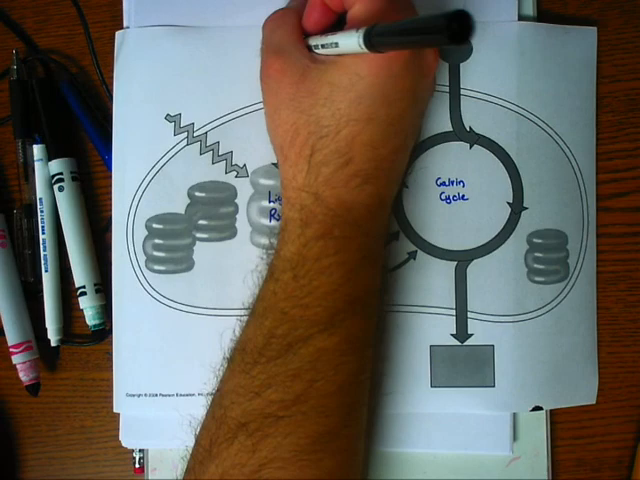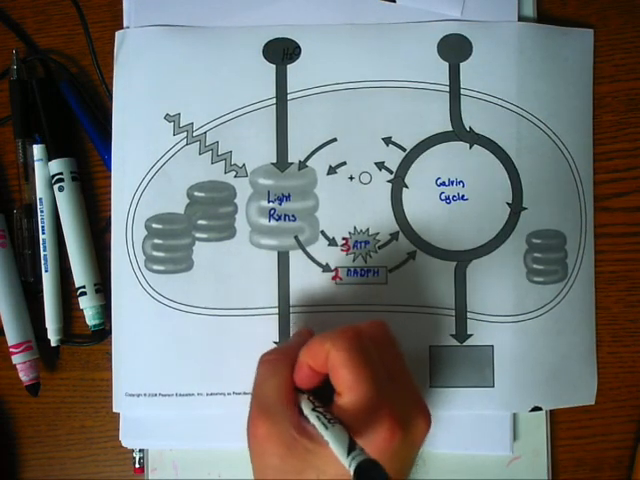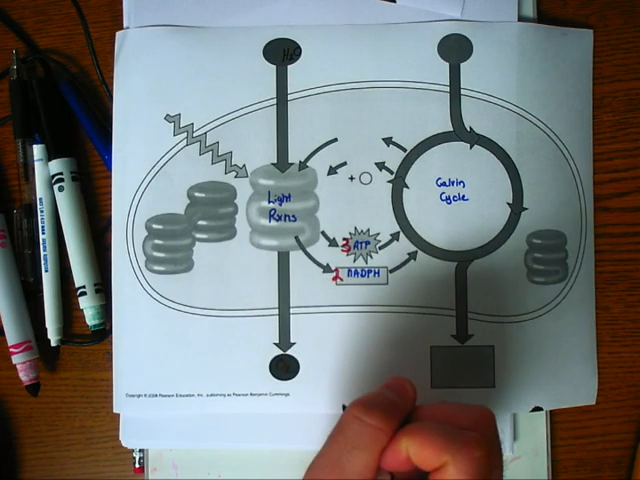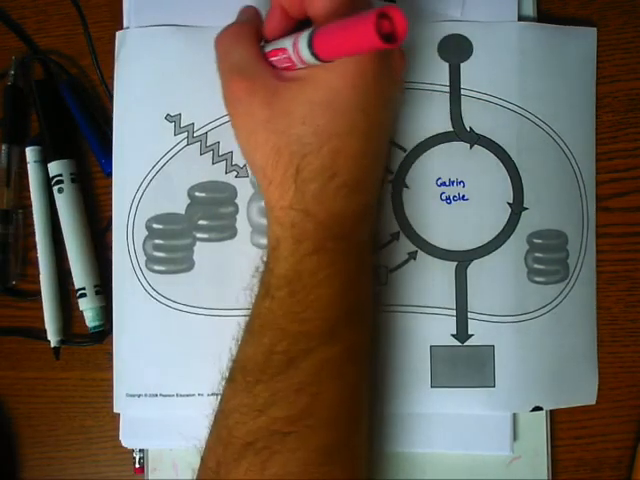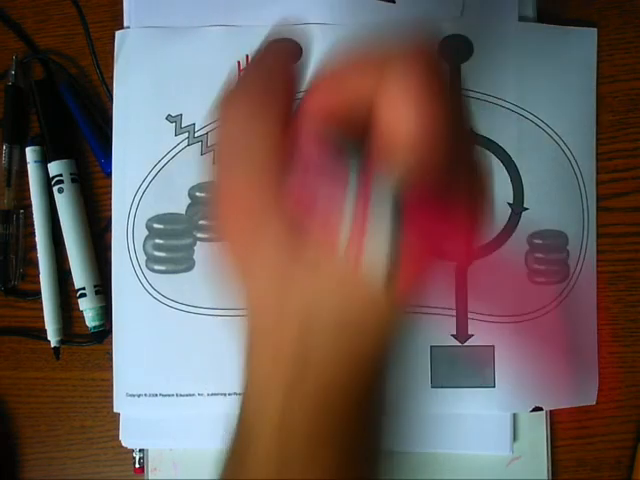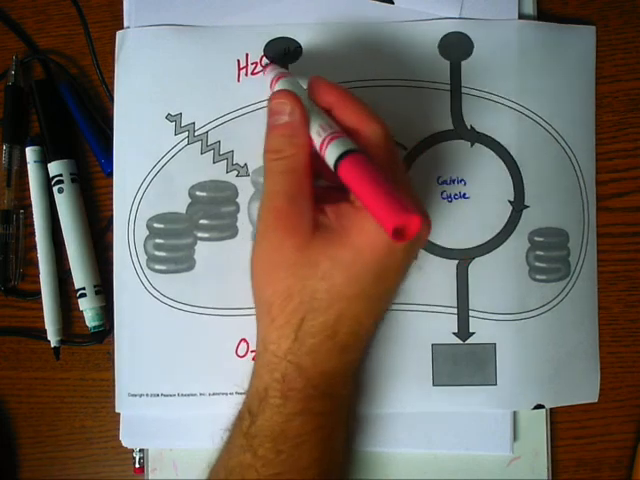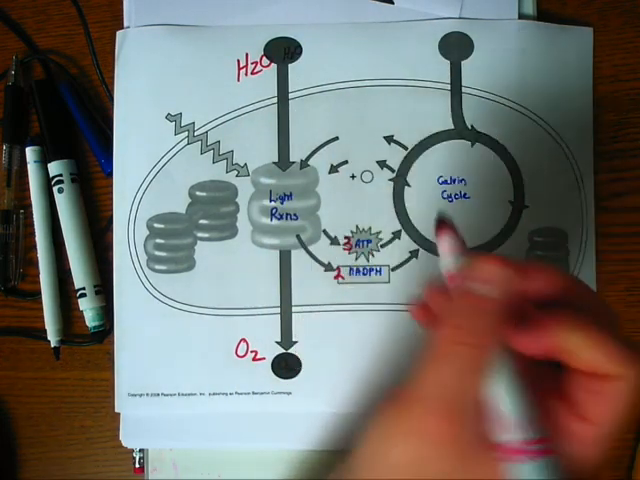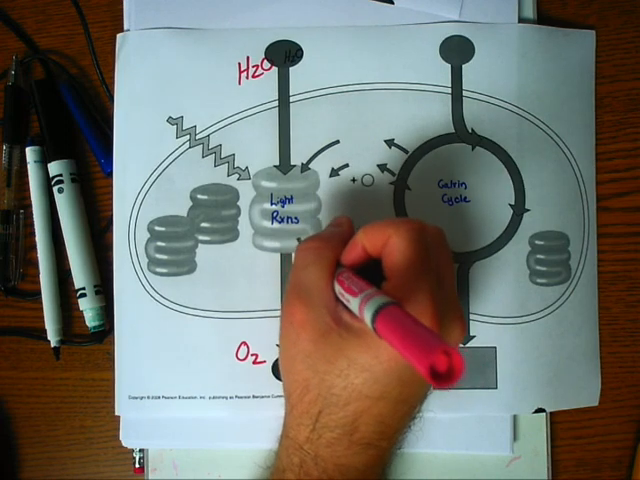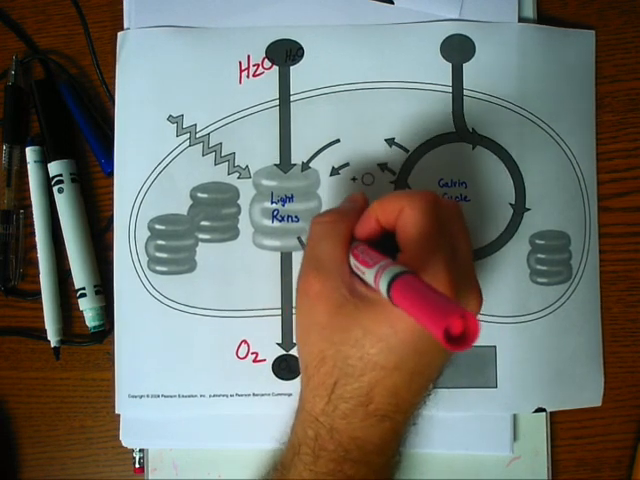So I'm going to put an H2O up top. I'm going to put an O2 at the bottom. Y'all can't see that, I know, because this is way too dark. H2O comes in, O2 goes out. And what I'm missing along the way from H2O to O2 is a couple of electrons and a couple of H pluses.